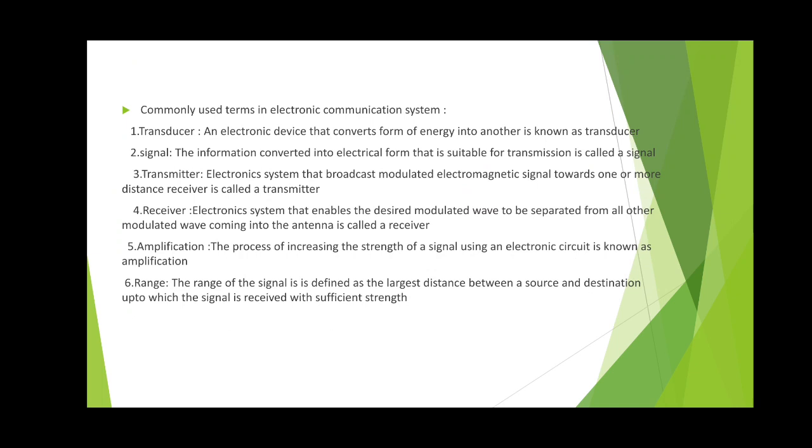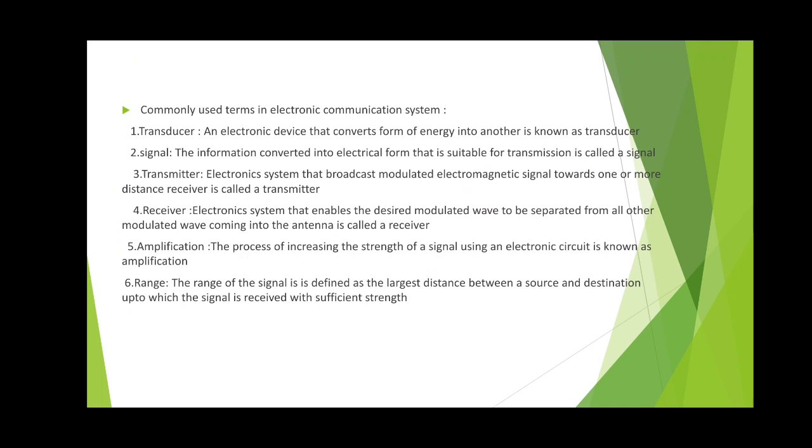Whenever we are talking in a communication, the sound is of a low frequency. It cannot be transmitted for a long distance. So an electronic device that converts one form of energy into another is known as a transducer. For example, a microphone is an example of a transducer, which converts sound energy into electrical energy. So this electrical signal can be sent over a long distance. So in a communication system, the transducer is very important. The work of the transducer is to convert one form of energy into another form of energy, for example, sound energy into electrical energy.